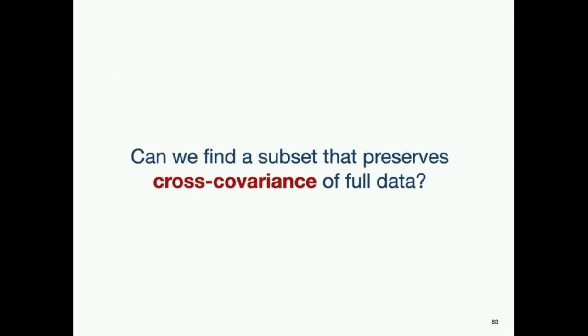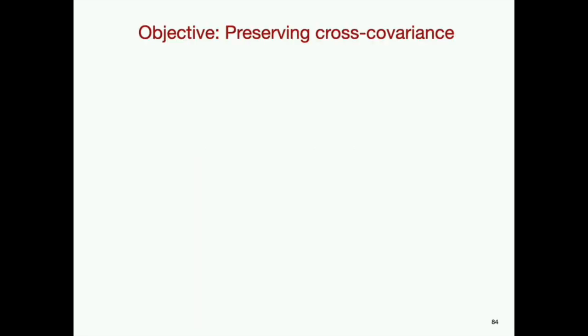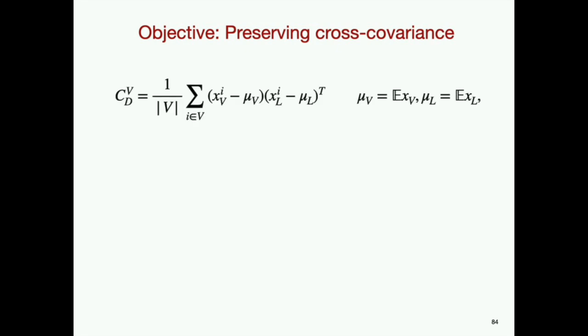And now we can follow the same formula as before. So we couldn't do gradient matching, but we've broken down our problem into this cross-covariance. So now all that remains is, can we find a subset that preserves the cross-covariance of the full data? Cool. So cross-covariance is this expression, as I showed you earlier.